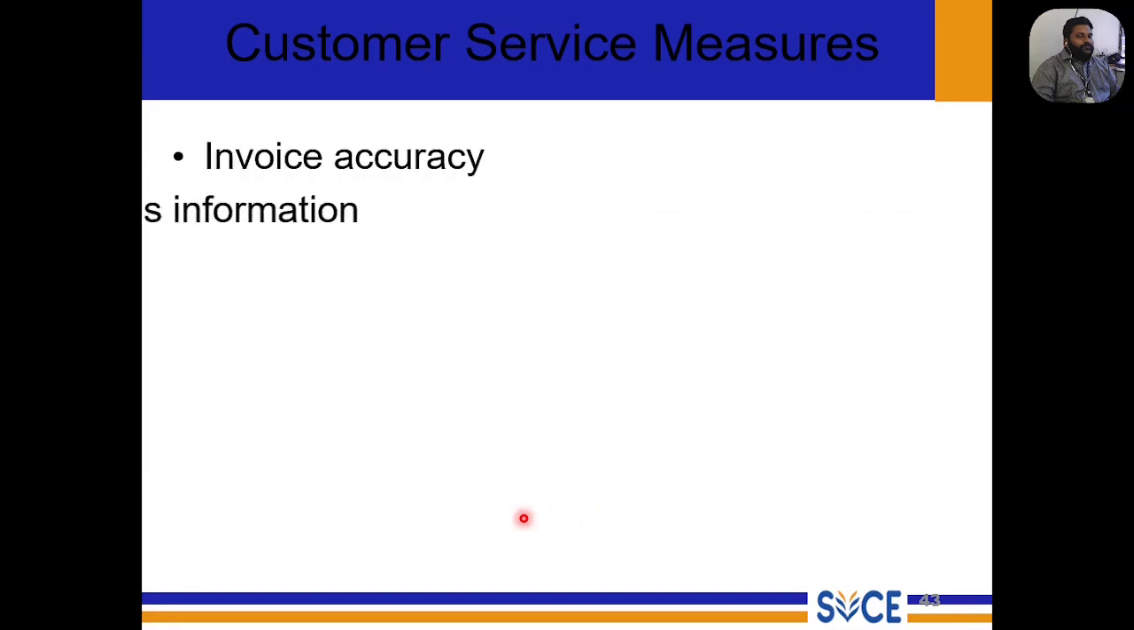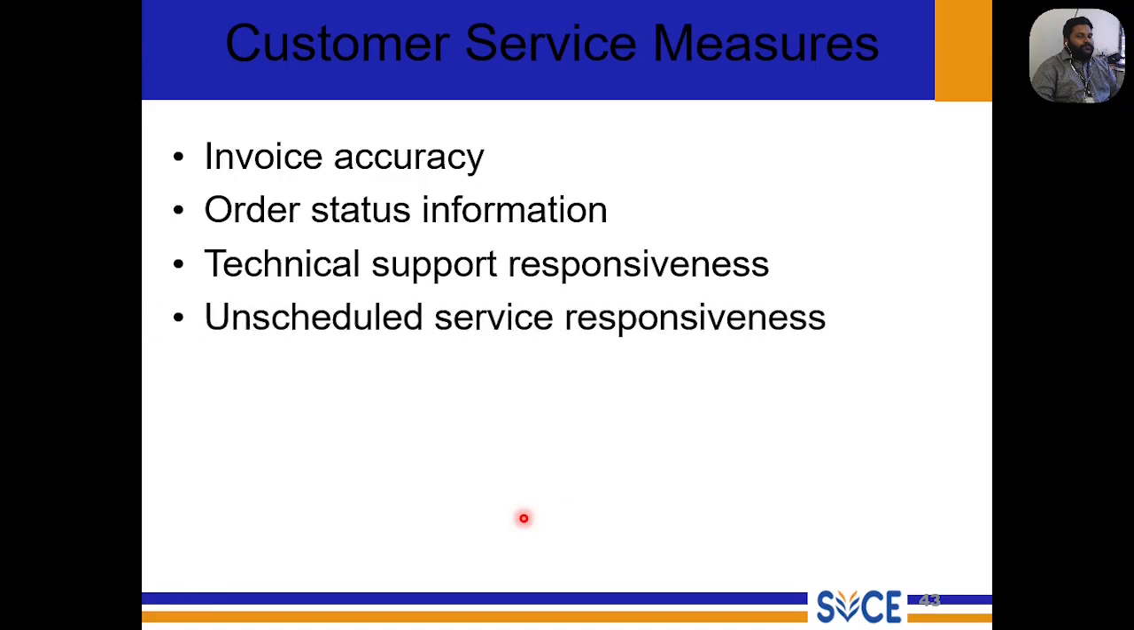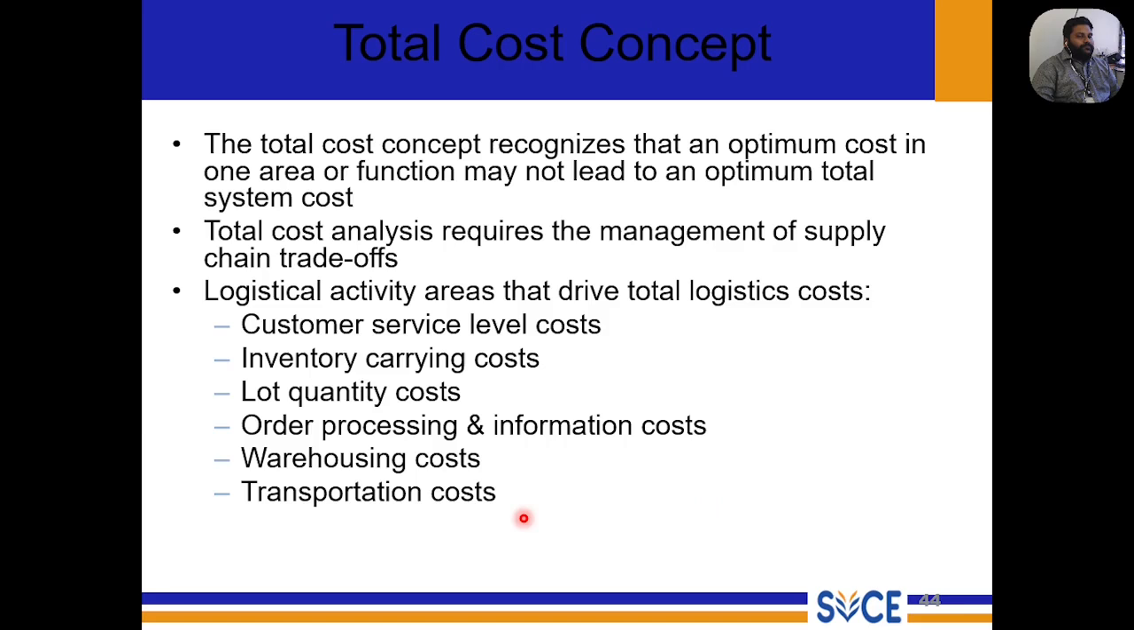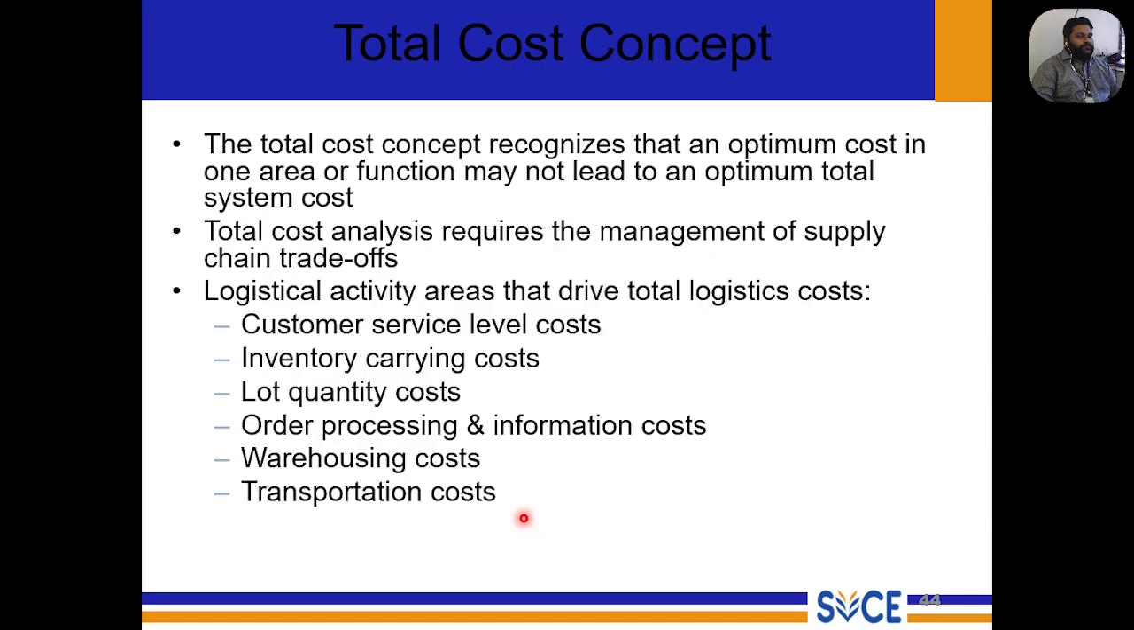Following that, invoice accuracy, order status information, and technical support responsiveness are key aspects for satisfying customers. Unscheduled service responsiveness, speed of product feature changes, product and service quality. So these are the various aspects which need to be taken into account as components of customer service measures.